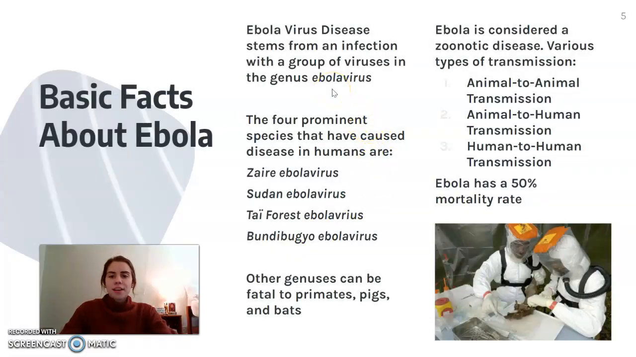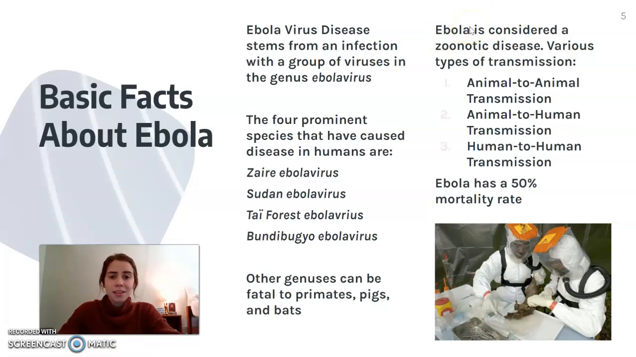So what are some basic facts about Ebola? Ebola virus disease stems from an infection with a group of viruses in the genus Ebolavirus. There are four prominent strains of Ebola virus in humans: the Zaire Ebola virus, the Sudan Ebola virus, the Thai Forest Ebola virus, and the Bundibugyo Ebola virus. The Bombali and Reston Ebola viruses are not included in these four prominent strains, but they can be fatal in other animals such as pigs and bats.